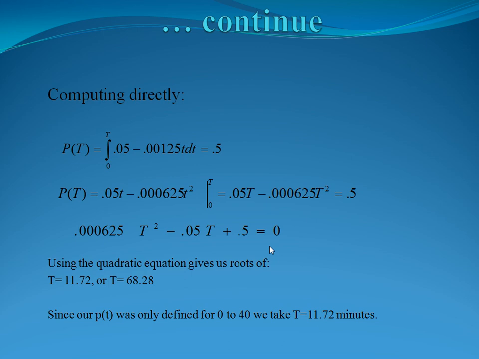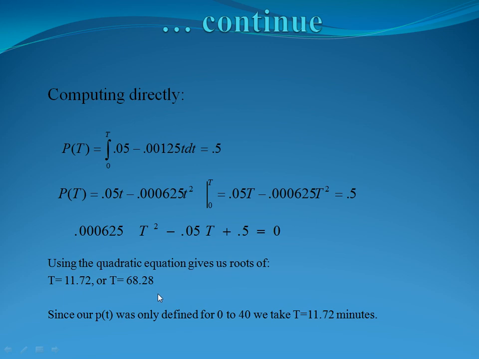If it's been a while, hopefully it sounds familiar: the quadratic formula is the opposite of b, which is the number in front of the middle term, plus or minus the square root of b squared minus 4 times a, the coefficient in front of the squared term, times c, which is our standalone number, all divided by 2 times a. Using the quadratic formula, we get roots of t equals 11.72 or t equals 68.28.